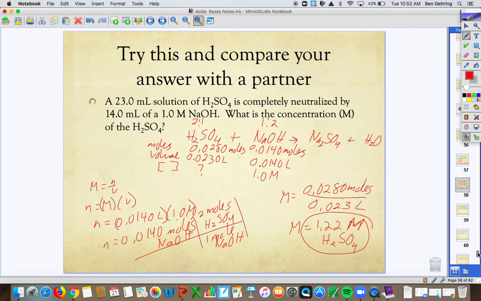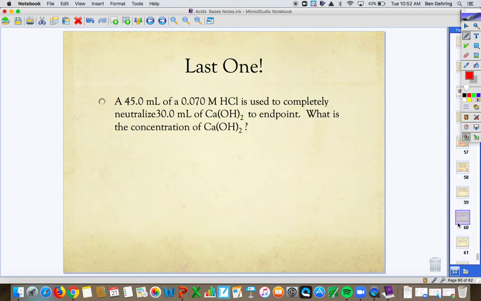So now, I'm just going to skip that. This is one for you to try on your own. So you have a 45 milliliter solution of 0.070 hydrochloric acid is used to completely neutralize 30.0 milliliters of calcium hydroxide. And so when you do this, I'm looking for my concentration of calcium hydroxide in the end. So pause this video and I will give you the answer on the next page.